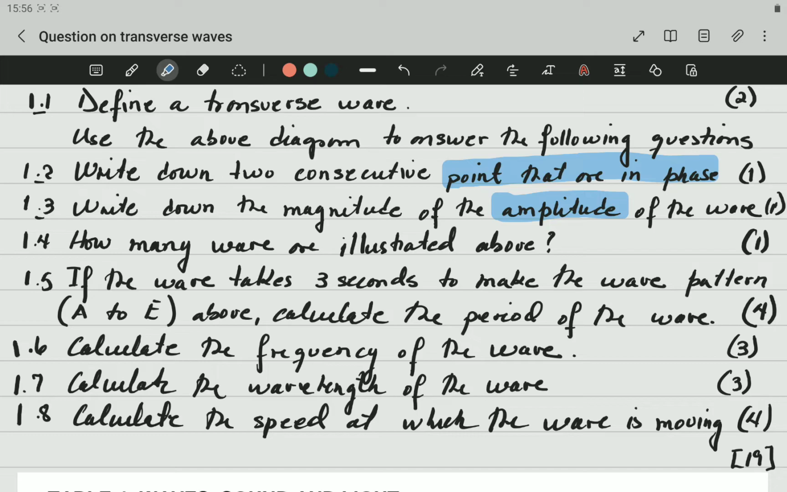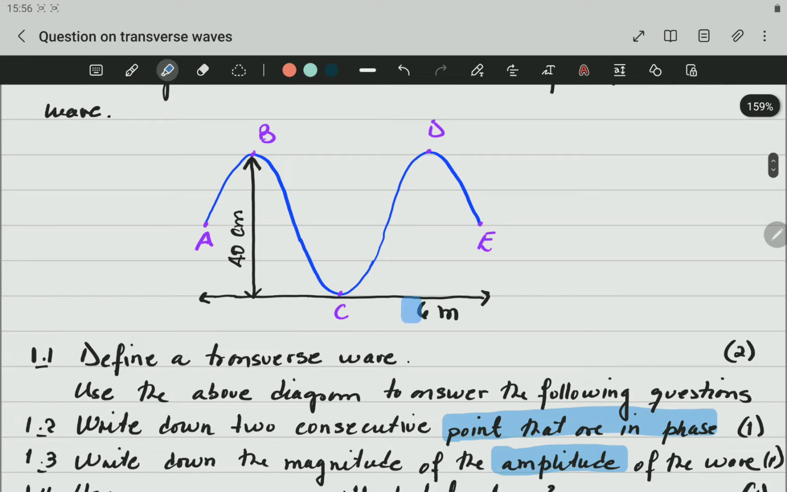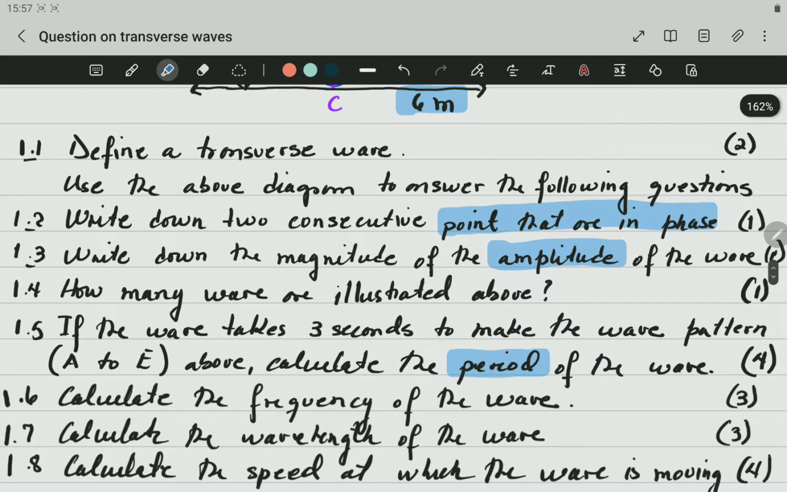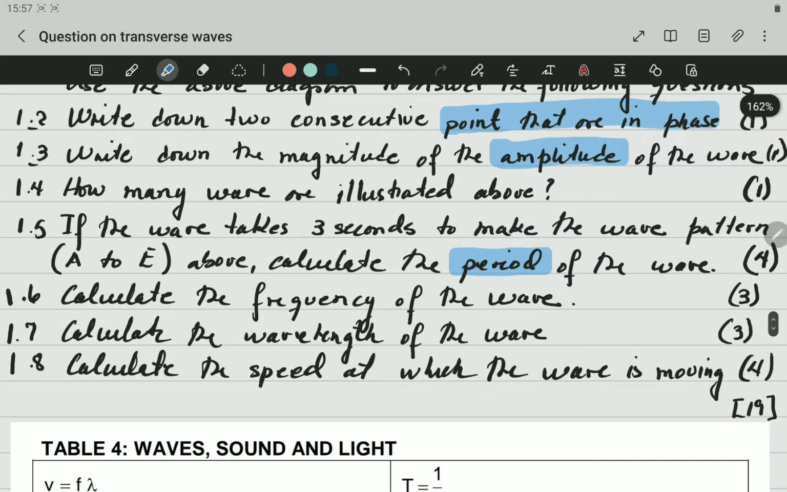1.5, if the wave takes 3 seconds to make the wave pattern A to E above, calculate the period of the wave. We're going to be looking at the period, and we go into the illustration quickly. We can see they are giving us the distance from A to E, as well as from B top to C bottom on this straight line distance. Then they say calculate the frequency of the wave. We are going to be briefly looking at the definition of frequency, and 1.7, calculate the wavelength. We're going to be looking at wavelength also of the wave.